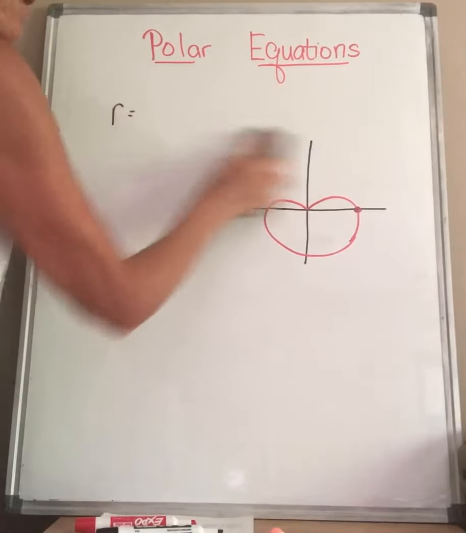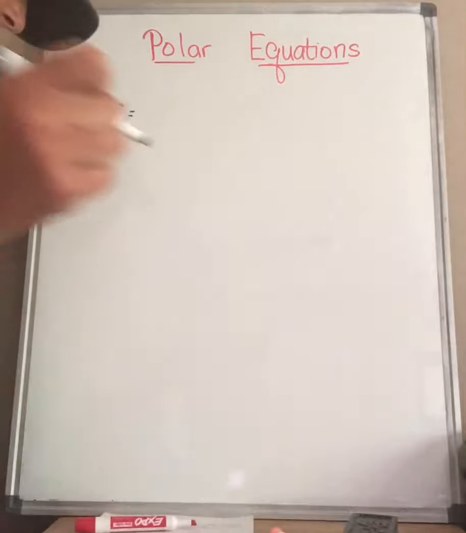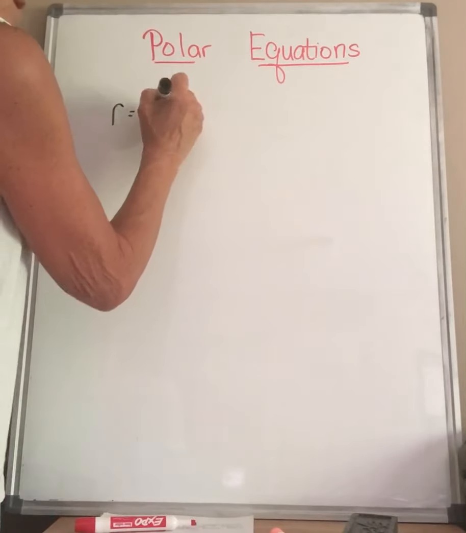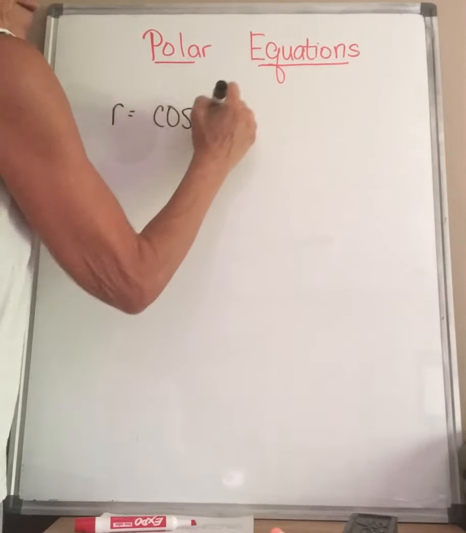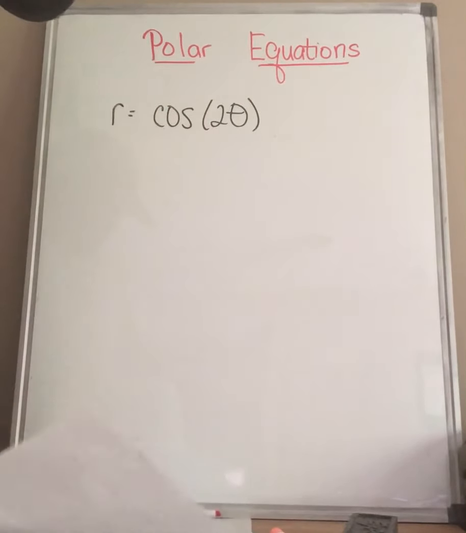If you want to see something pretty in your calculator, graph the following: r is equal to cosine of 2 theta. You'll get the polar roses. It's a nice, pretty picture.